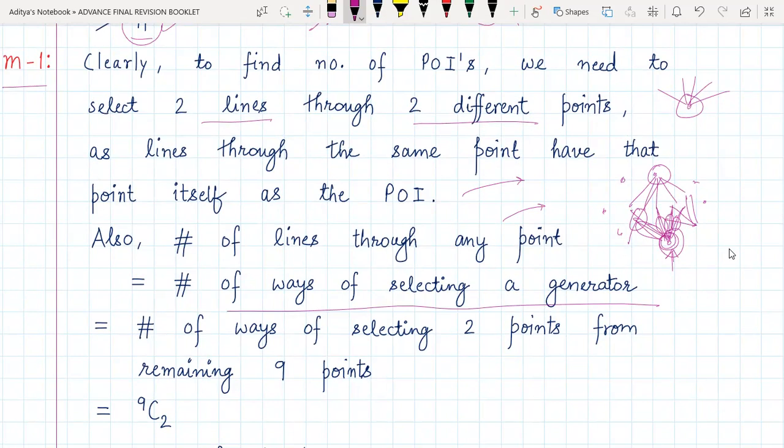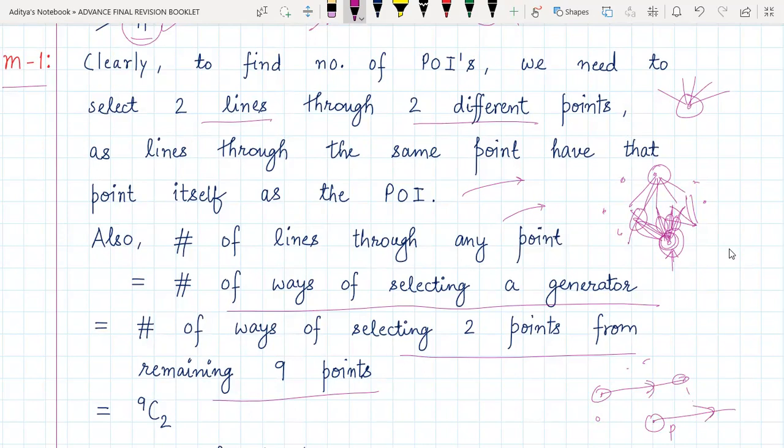So how many ways can we select a generator? The generator line can be selected in the same number of ways as selecting 2 points from the remaining 9 points, because let's say we have a point P and we have remaining 9 points, right? As soon as you select any 2 points out of these 9, a generator line can be made, and from this you can draw an actual line parallel to this, right?